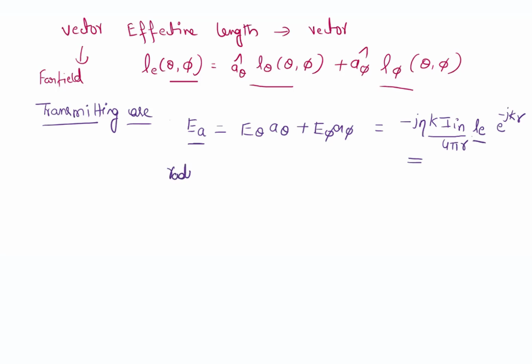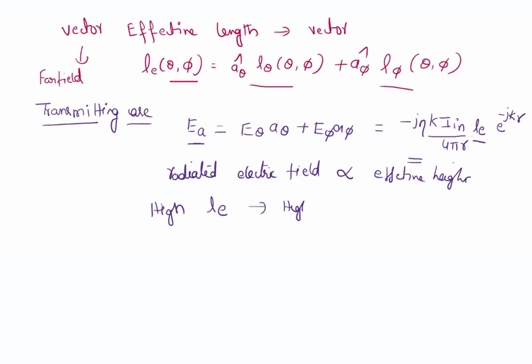field. So it implies that the radiated electric field is directly proportional to effective height. High Le, high vector effective length, causes a high electric field. It means a high electric field will be radiated if the effective length of the antenna is high. Low Le, if the effective length of the antenna is less, creates less electric field. So that is about the transmitting case.